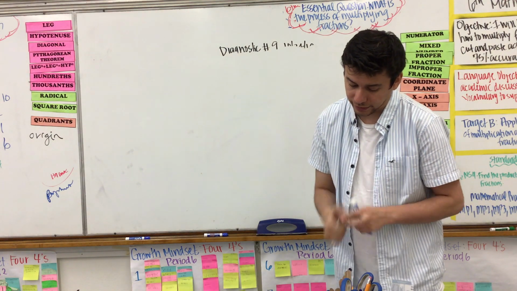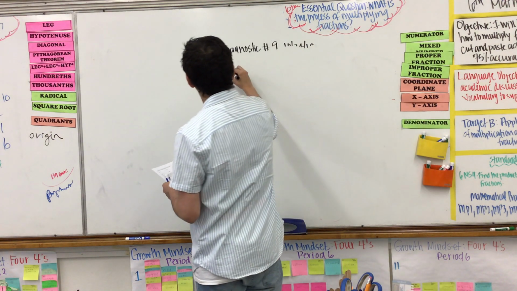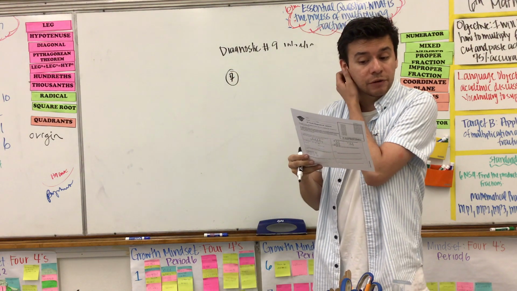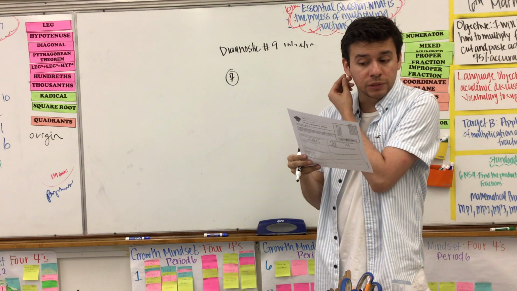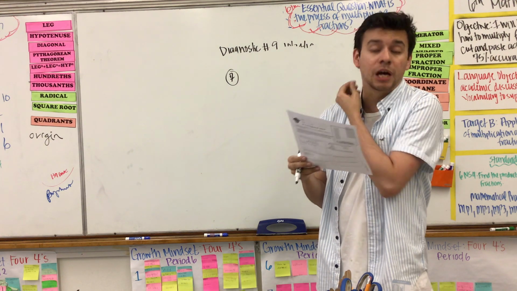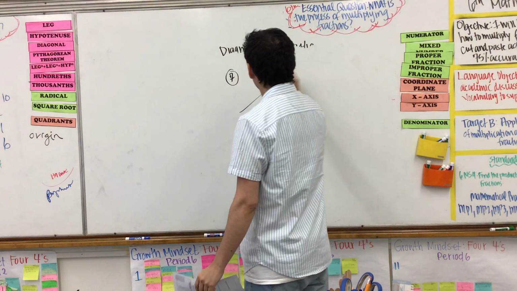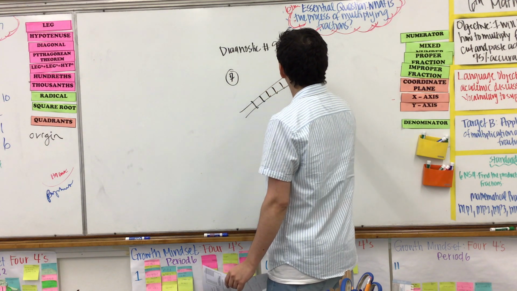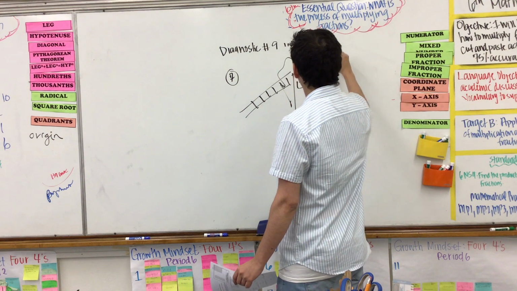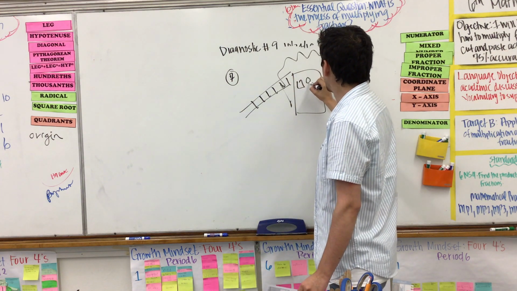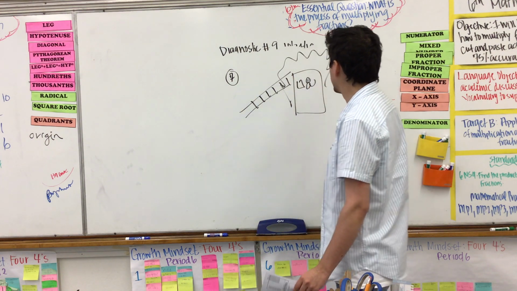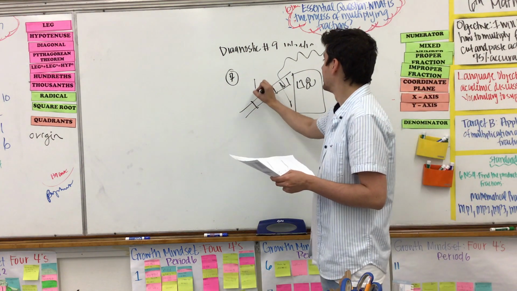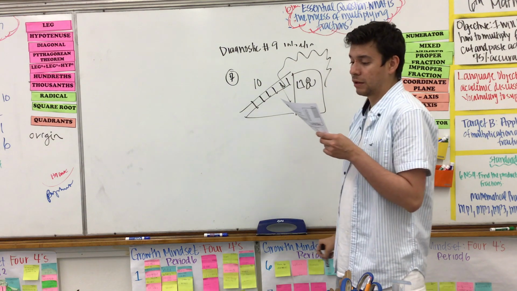Janet the firefighter is leaning a 10-foot ladder from her fire truck against a burning building to reach a window to rescue Tom the cat. Okay, here's my ladder. Here's the building. Oh, it's burning. And here's a cat. She's using a 10-foot ladder. That means that's 10. Okay?